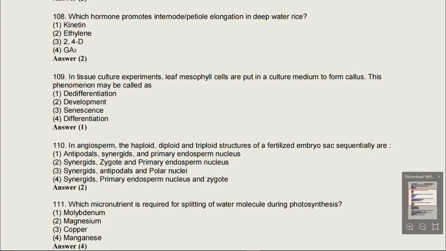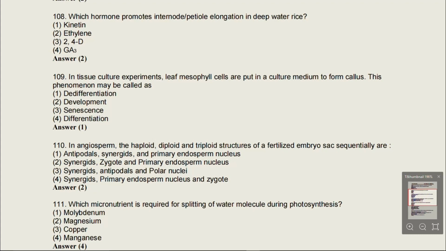The next two questions are taken from Tamil Nadu Samacheer Kalvi, 12th Bio Botany, Chapter 5, Plant Tissue Culture. In tissue culture experiments, leaf mesophyll cells are put in a culture medium to form callus. This phenomenon may be called as dedifferentiation. The answer is first, dedifferentiation. The next one, in angiosperm, the haploid, diploid, triploid structures of a fertilized embryo sequentially are the option 2, synergids, zygote and primary endosperm nucleus.